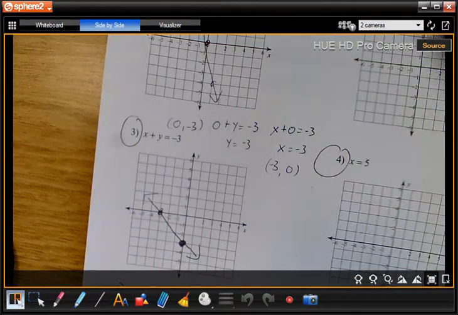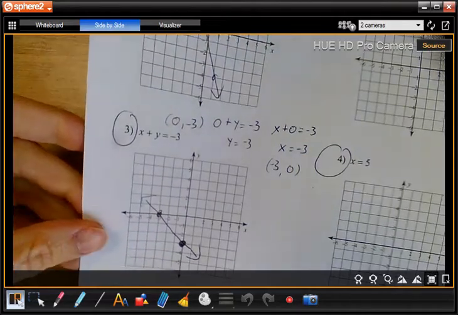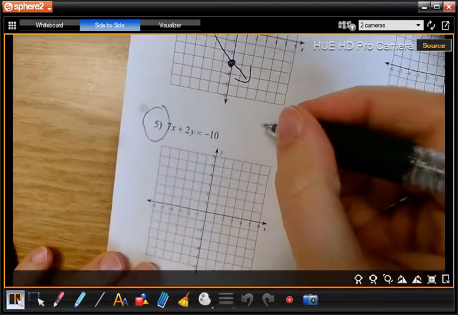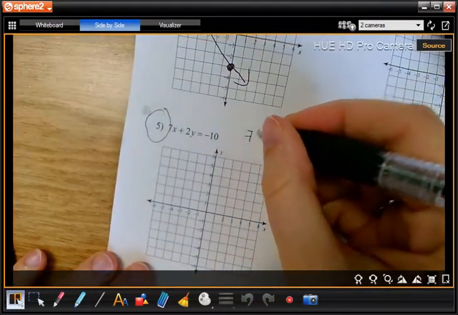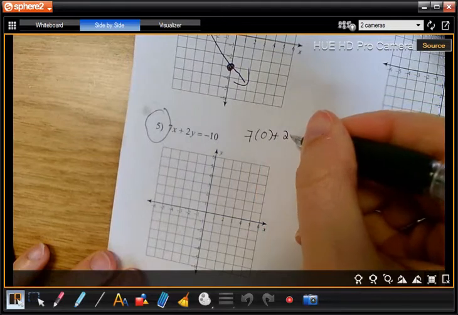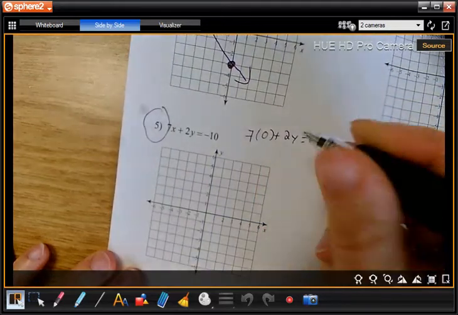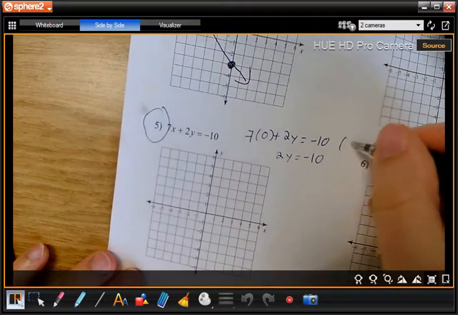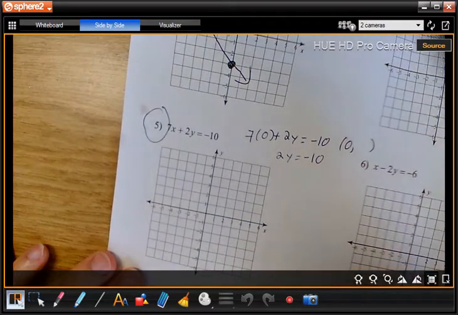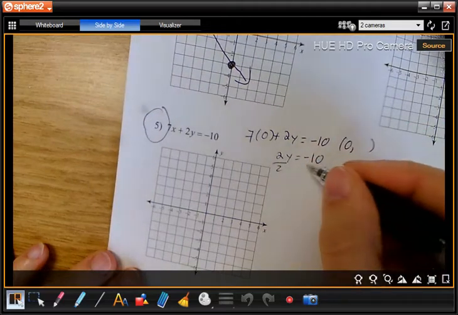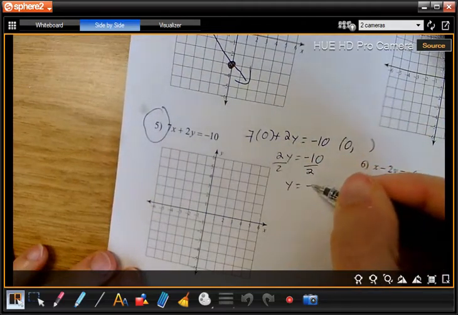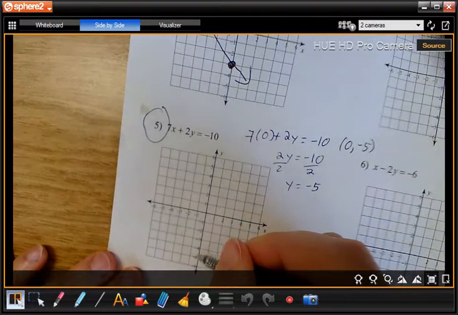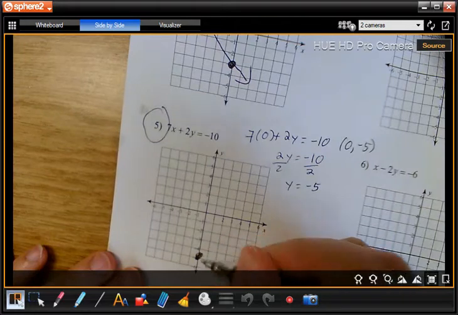I'm going to do one more similar to this, and then I'm going to do a couple of exceptions. If I'm looking at 5 right here, I'm going to plug in a 0 for x. So 7 times 0 plus 2y equals -10. So I get 2y equals -10. Again, remember I plugged in that 0 for x. Divide by 2, y equals -5. So when I have 0 for x, I have -5 for y.